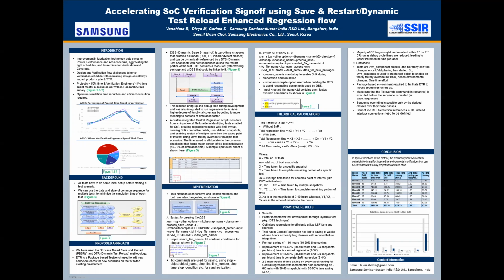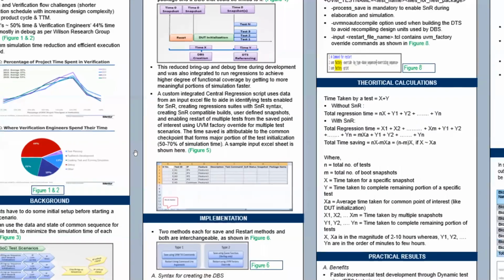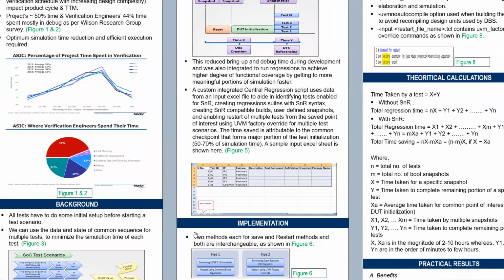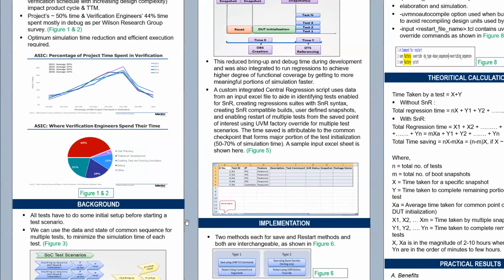Here's a survey by Wilson Research Group. It suggests that 52 to 57% of a project's time is dedicated for verification. Debug cycles form a major part of verification and take around 44% of engineers' time. This is shown in the figures 1 and 2.